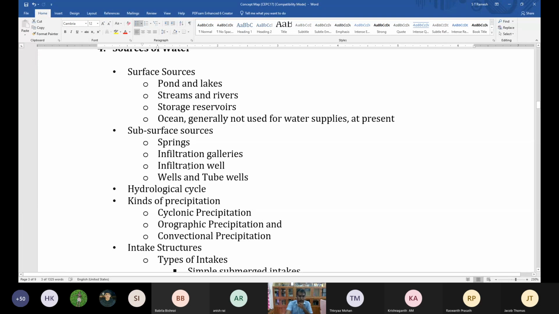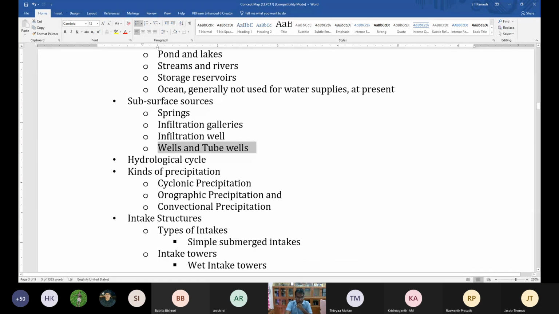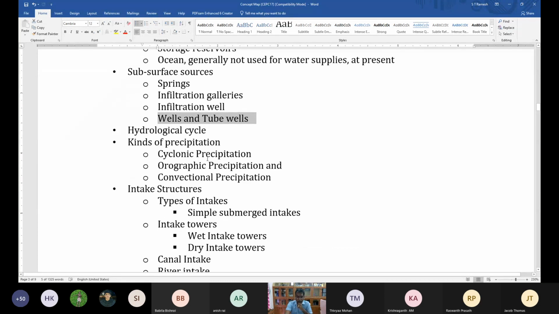nearby mountains, or those who are nearby flood plains, would also experience these sorts of subsurface sources: springs, infiltration galleries, infiltration wells, and tube wells. That is very common in rural areas, so you may depend on subsurface sources. We'll be discussing in detail the quantity estimation, or the yield, of individual subsurface sources. And the hydrological cycle you would have come across at school level or in the first year. And what are the different types of precipitation?